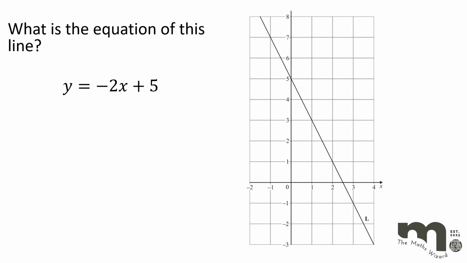Okay, and here is your answer to this one then. So we're going down 2 and across 1. So we've got a gradient of minus 2, remember, because we're going down from left to right. And then we've got 0, 5 for our y-intercept. So you can write this another way though. You can write y equals minus 2x add 5, or you can write y equals 5 minus 2x. So that would be the alternative way of writing this. Both of those would be accepted as a correct answer.